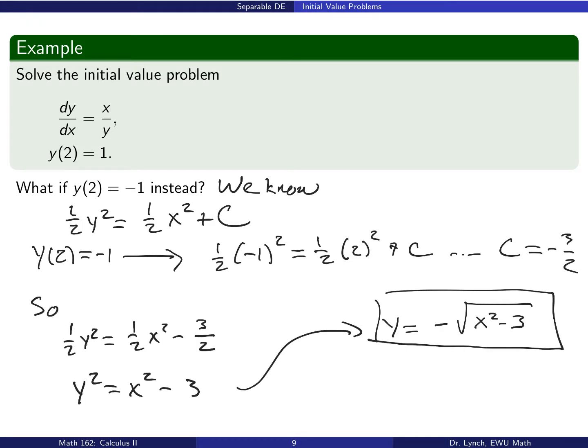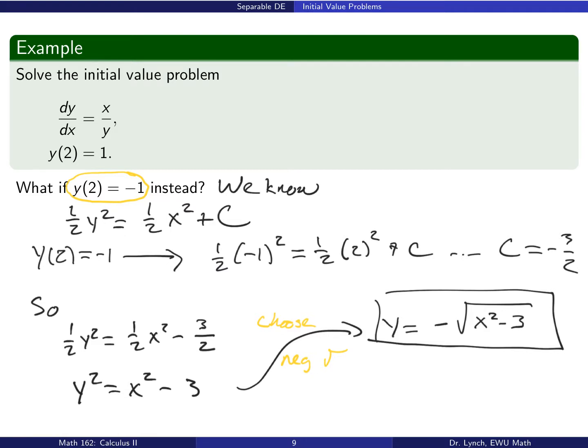In this case, however, when we go to solve for our explicit solution, we have to choose the negative square root in order to ensure that our solution is negative at x equals 2. So the explicit solution to the initial value problem in this case, y as a function of x, is y equals minus the square root of the quantity x squared minus 3.